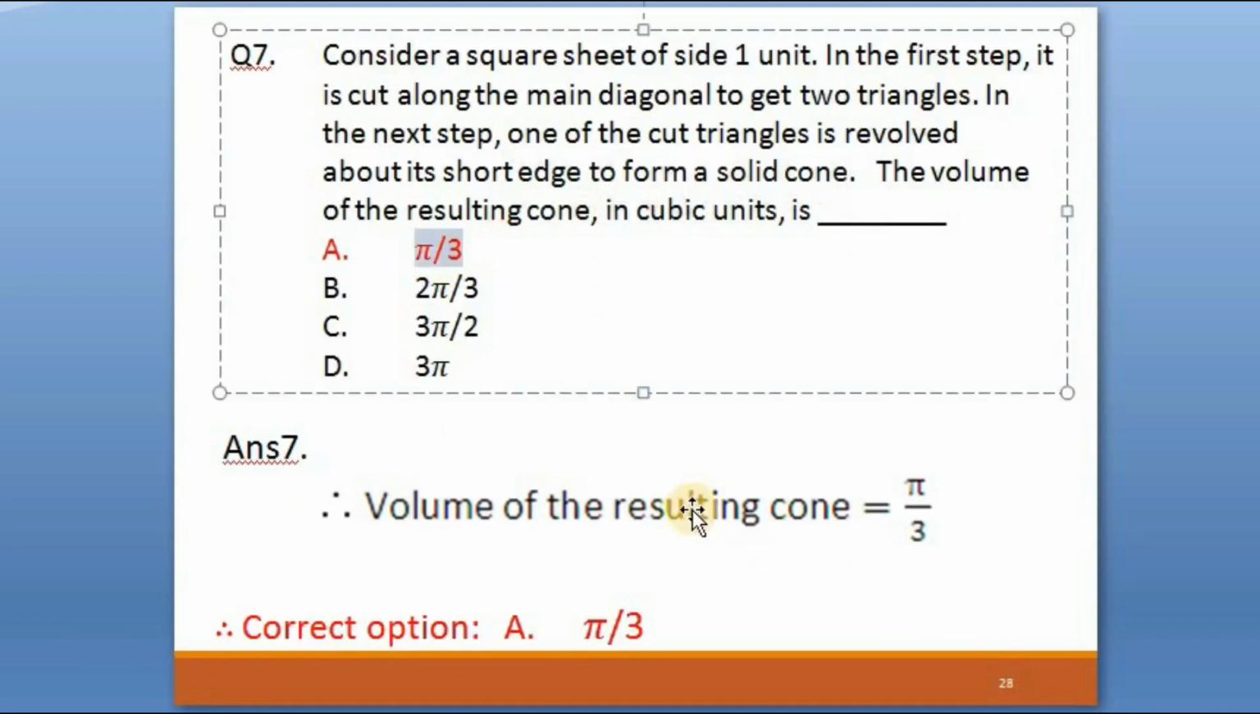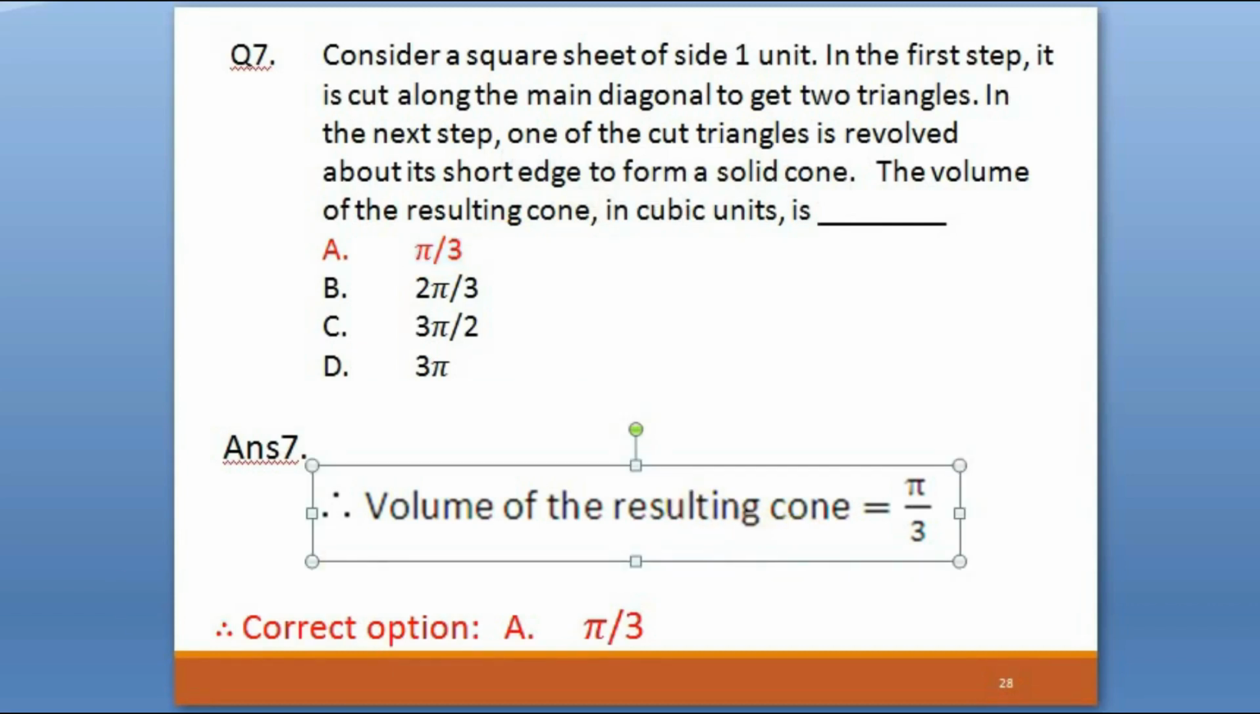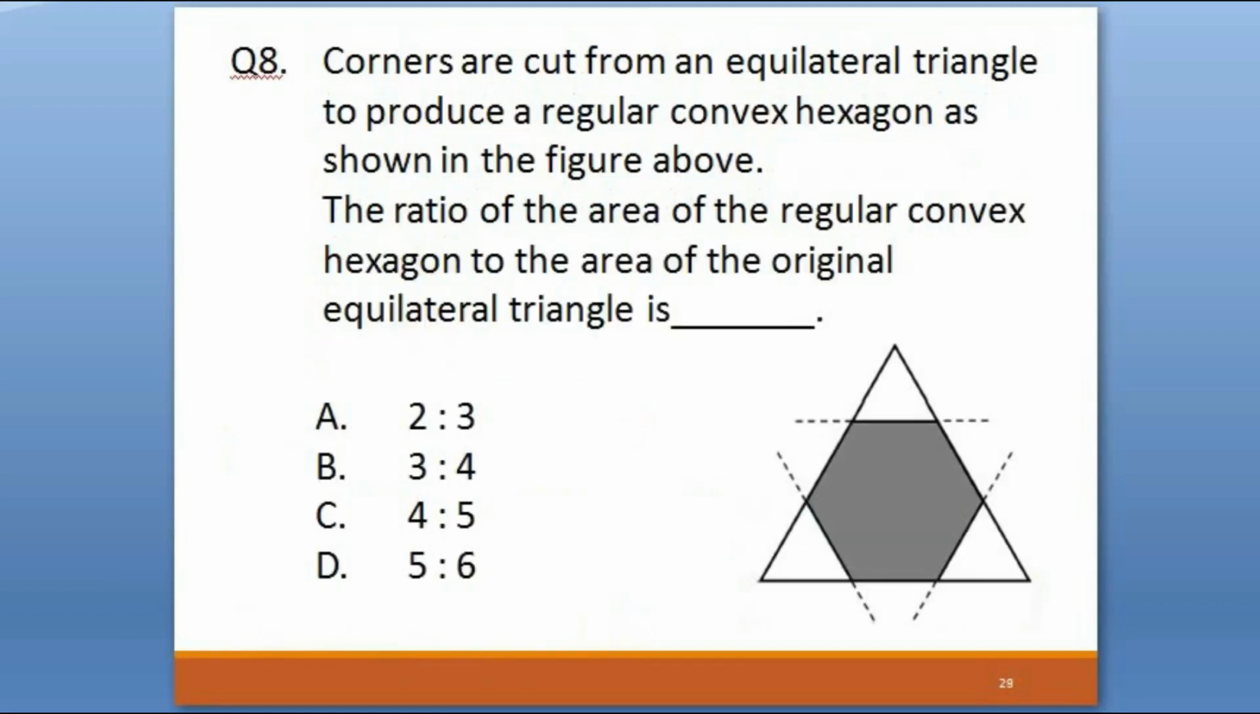Now let's move to the next question. Corners are cut from an equilateral triangle to produce a regular convex hexagon as shown in the figure. The ratio of the area of the regular convex hexagon to the area of the original equilateral triangle is, we have to guess, right?